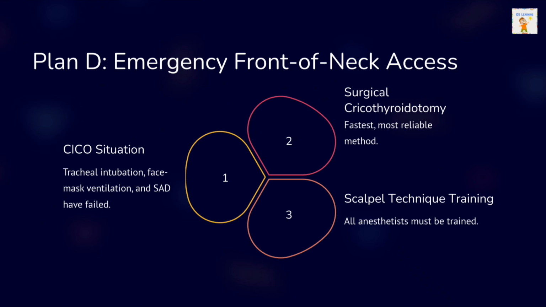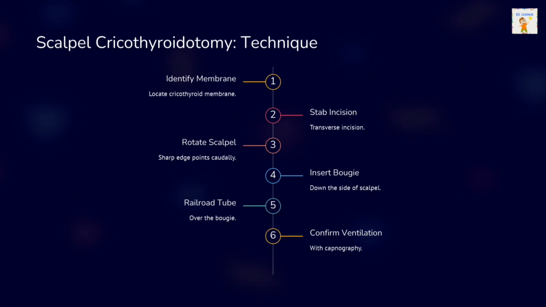Plan D is emergency front of neck access. A cannot intubate, cannot oxygenate situation arises when attempts to manage the airway by tracheal intubation, face mask ventilation, and supraglottic device have failed. The fastest and most reliable method of securing the airway is surgical cricothyrotomy. All anesthetists must be trained to perform a surgical airway using the scalpel technique. So we will go into a little bit more detail about this.